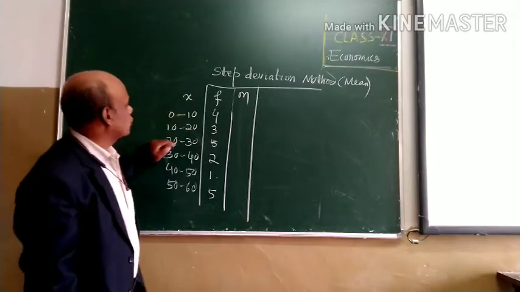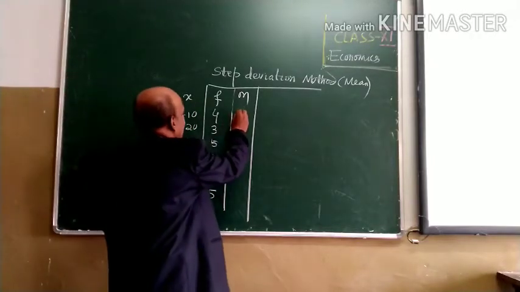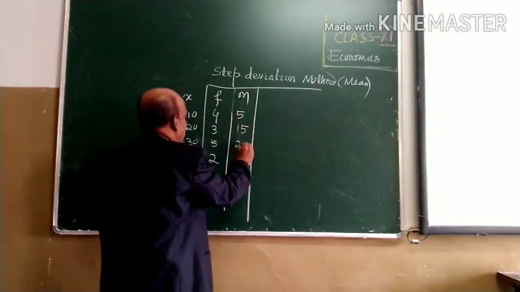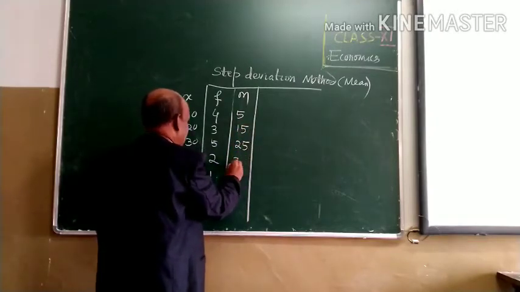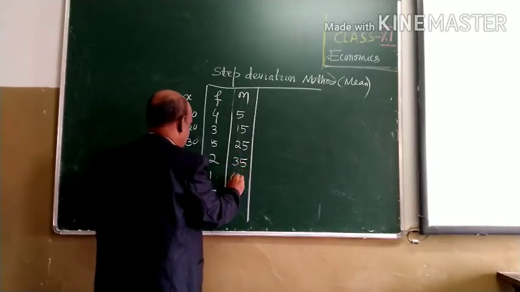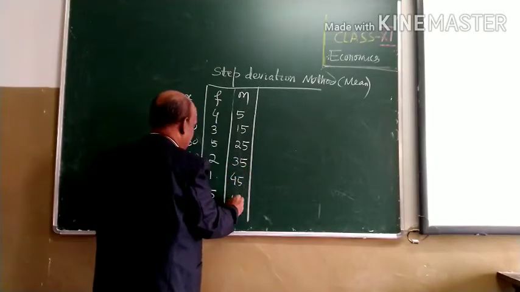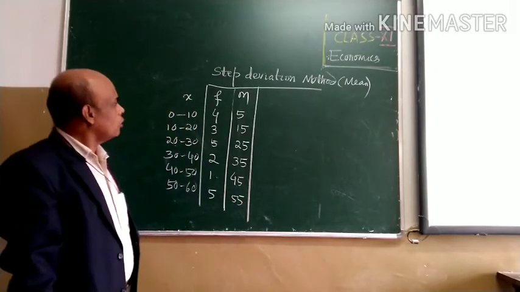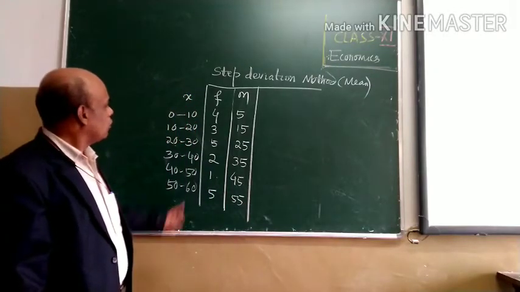So 0 plus 10 divided by 2, you get 5, here also 15, here you will get 25, here 35, here 45, and here 55. So already you got the midpoint of each class.